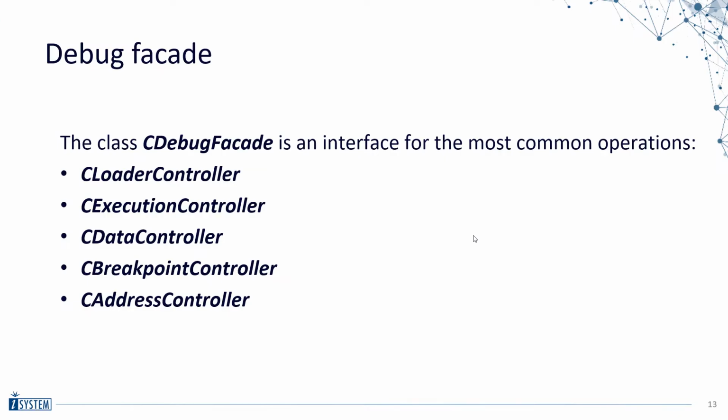The debug facade contains some functionality of the several controllers needed for a typical debug case. It contains functionality of the loader controller, execution controller, data controller, breakpoint controller, address controller. While debugging, you need to create an instance of the debug facade, and you have a powerful tool for automation at your disposal. You don't need to create several instances of different classes for that.